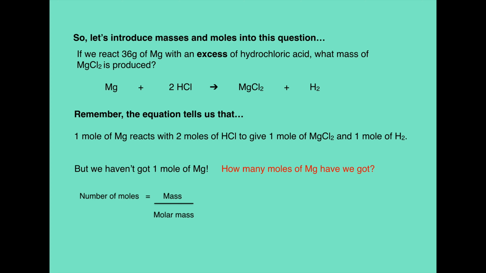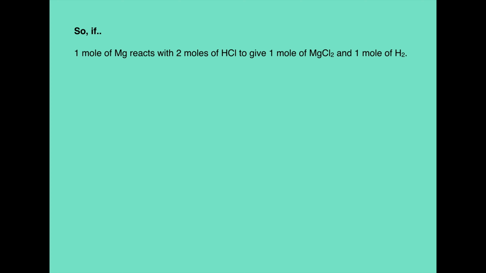So the first step is going to be to find out how many moles of magnesium we have. We need the mole equation. You know that number of moles is mass over molar mass. In this case, the mass that we've got is 36 grams. The molar mass of magnesium is 24. Therefore, the number of moles of magnesium we have is 1.5. Makes sense? 1.5 moles of magnesium.